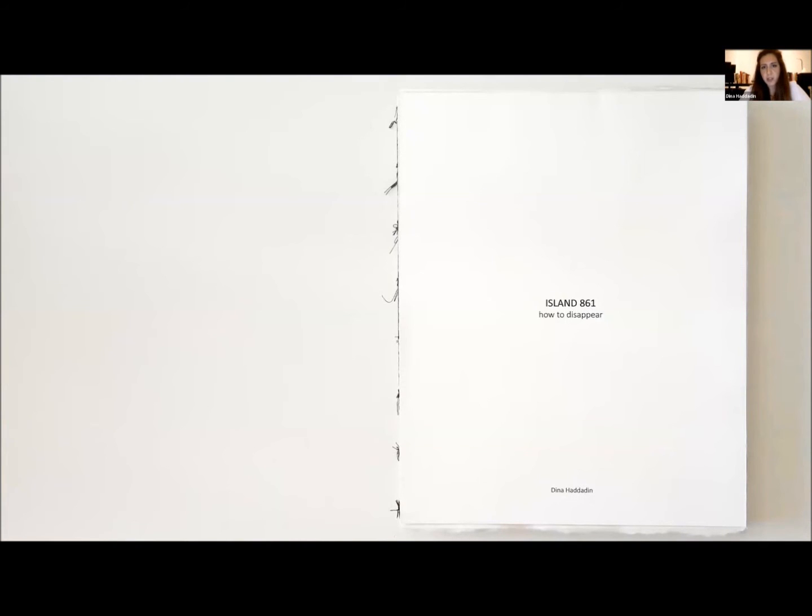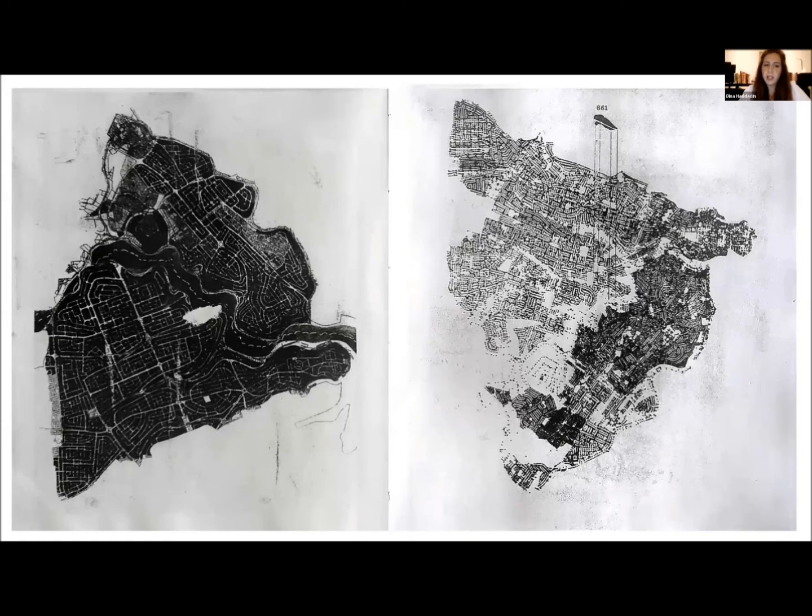I'll be sharing some pages of this artist book I've worked on based on the research and data I've been collecting for the past 5 years about this place and the stories behind it. So Island 861 is a small informal neighborhood, which you see here on the right map.